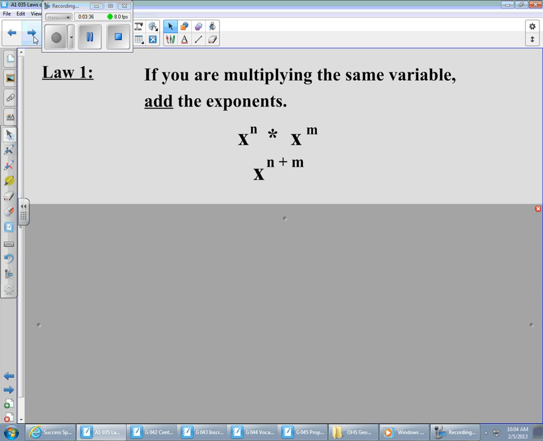Okay, the first law, and write this down. The first law deals with the situation where we are multiplying 2 bases that are the same. And by bases, what I mean is you have a base, which in this little example here is x, and then you have an exponent, which is n, and that is being multiplied by another base, which is also x, being raised to some exponent m. So the bases are the same, x times x. When this happens, when you have a base times the same base, the rule is for you to add the exponents together.